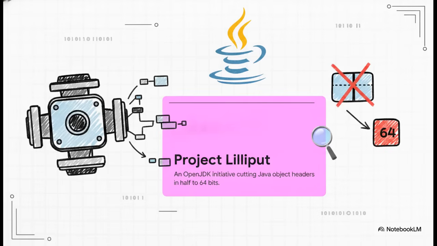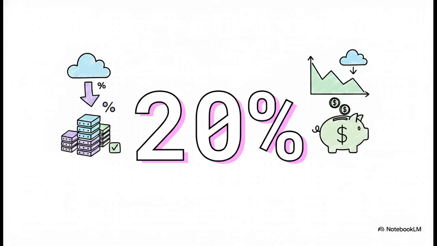Now, digging under the hood a bit, we have Project Lilliput. This is fundamentally changing how objects are stored in memory. Historically, every single object in Java carried a hidden 128-bit metadata tax. Project Lilliput slashes that header right down to just 64 bits. When you remember that enterprise apps generate millions of objects a second, cutting that metadata overhead in half is literally a game changer.